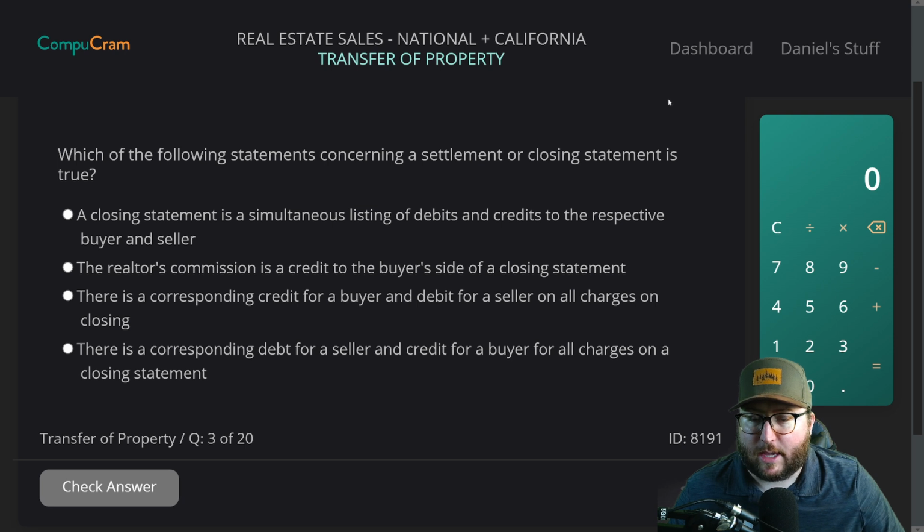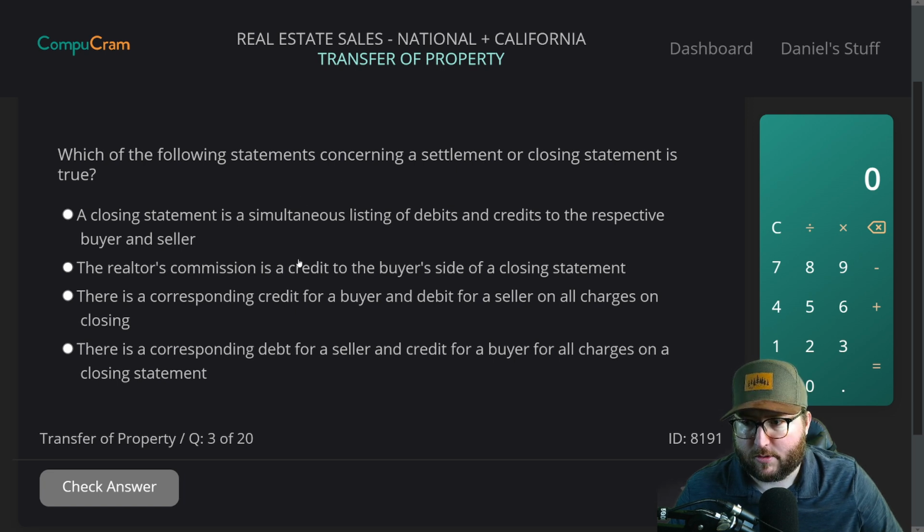Which of the following statements concerning a settlement or closing statement is true? A, a closing statement is a simultaneous listing of debits and credits to the respective buyer and seller. B, the realtor's commission is a credit to the buyer's side of a closing statement. C, there is a corresponding credit for a buyer and debit for a seller on all charges on closing. D, there is a corresponding debit for a seller and credit for a buyer for all charges on a closing statement.